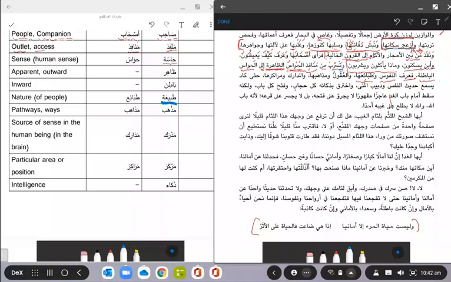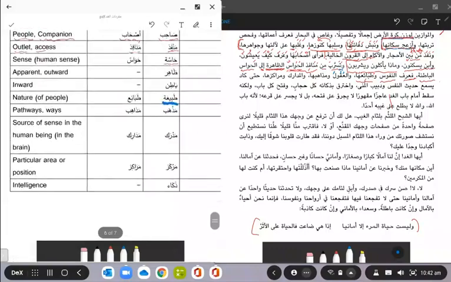والعقول. What does عقول mean? I haven't included it here. I think we came across it before. Anyone remembers? Minds, right? عقل and عقول. Intelligence is another one. It can mean intellect as well.